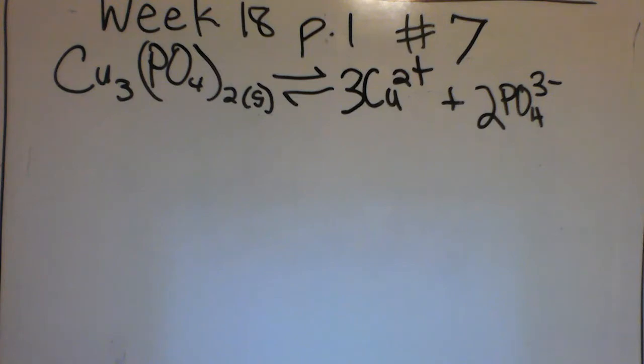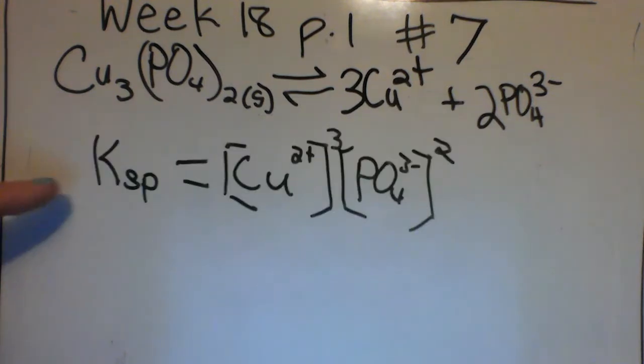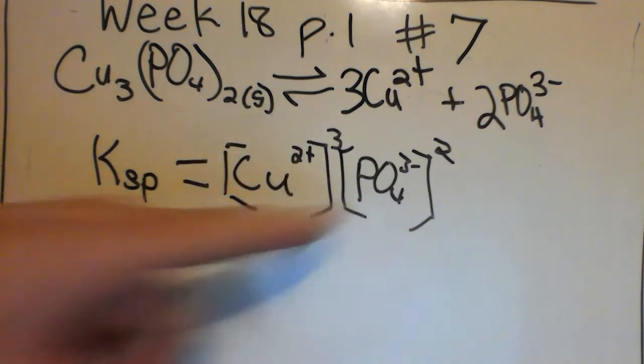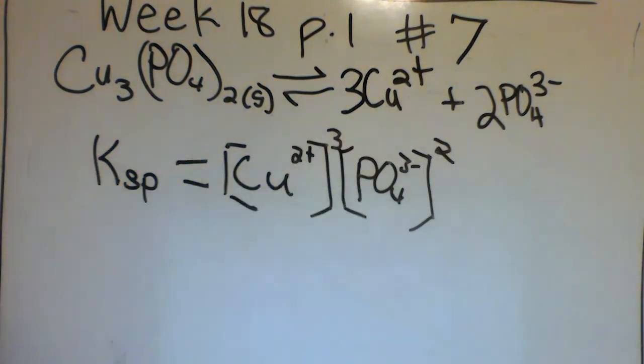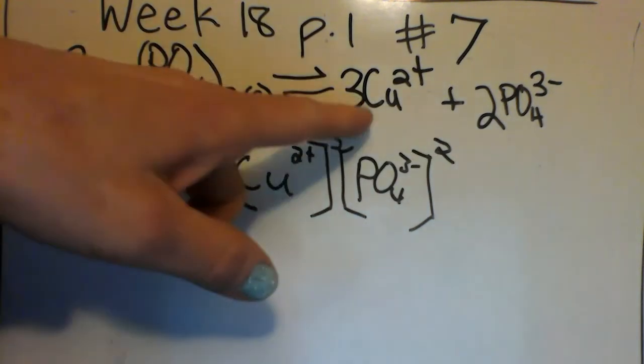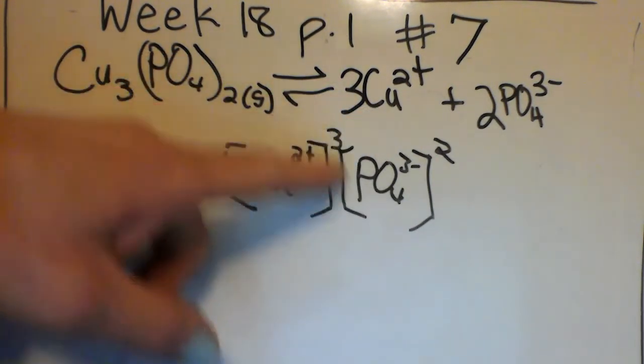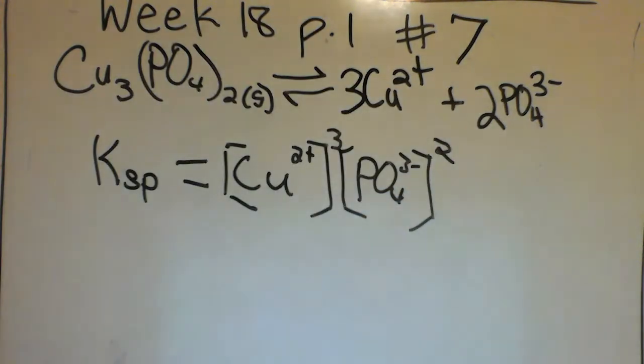Now we're going to write the solubility product constant. To write the solubility product constant, we take the products of the reaction and we show their concentrations next to each other, which means that we multiply them together when we use real numbers. Each coefficient is made into an exponent. So the copper has an exponent of 3, the phosphate has an exponent of 2. And there we have our solubility product constant expression.